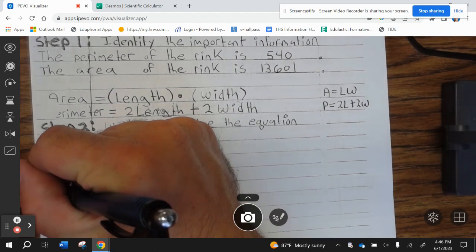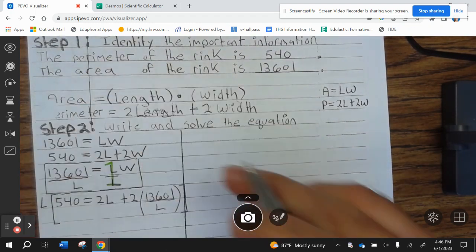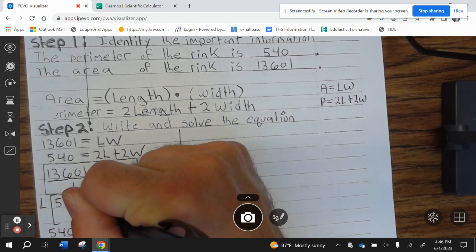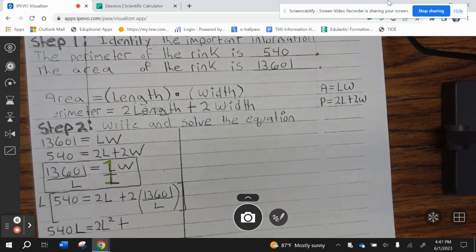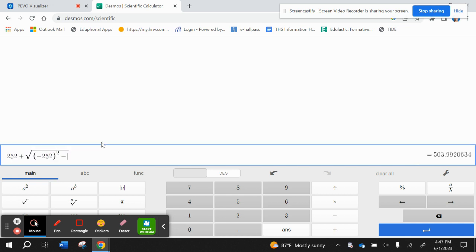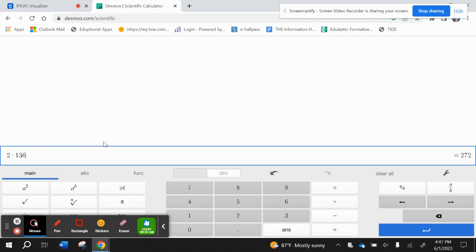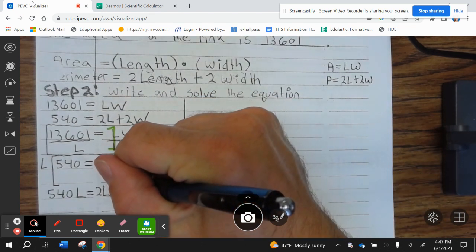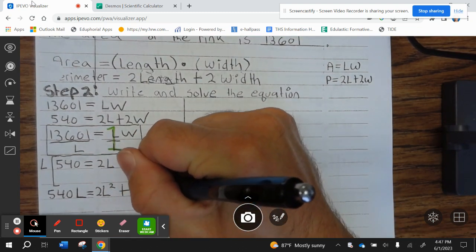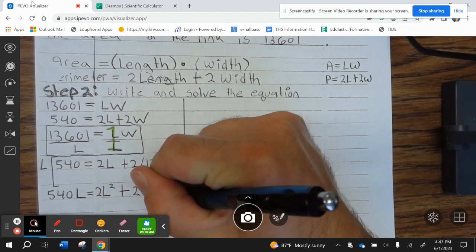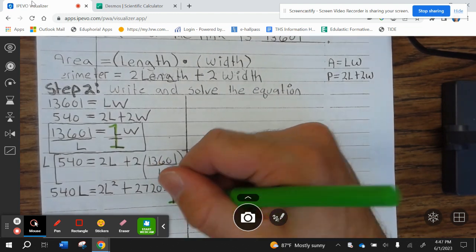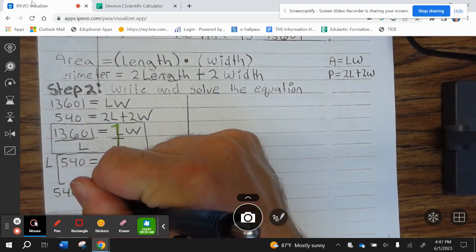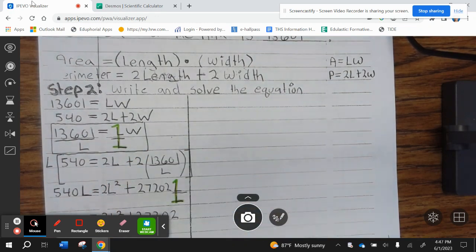What we need to do first is multiply everything by the denominator, which is L. So that becomes 540L equals 2L squared plus, we can go ahead and multiply that. Okay, so 2 times 13,601 is 27,202. So that's 27,202L divided by L. Now, this L divided by L becomes 1. So we have 540L equals 2L squared plus 27,202. And let me double check that number.